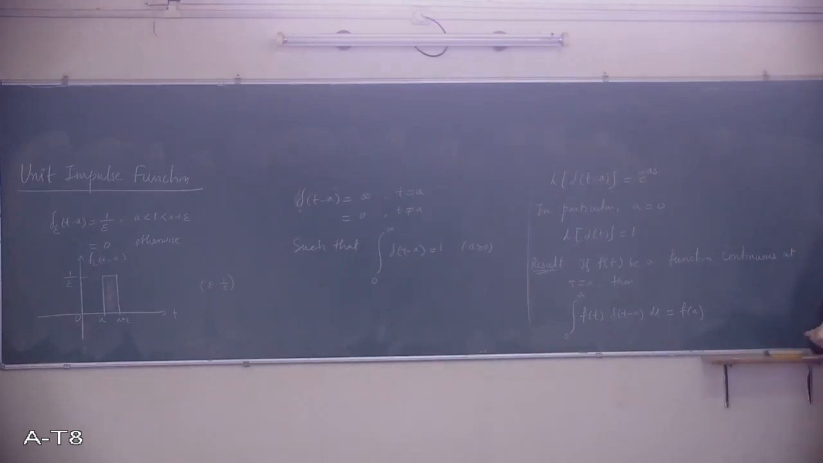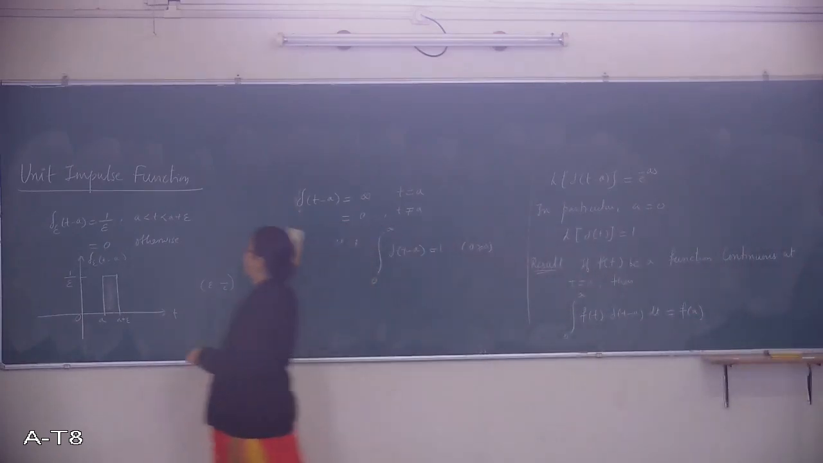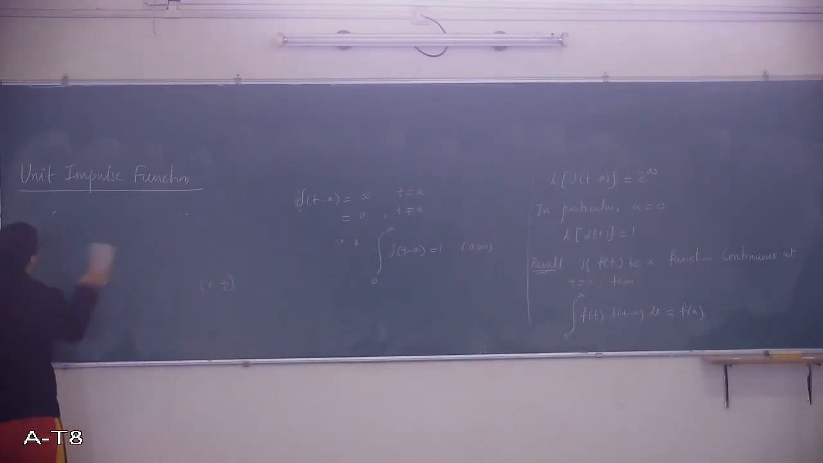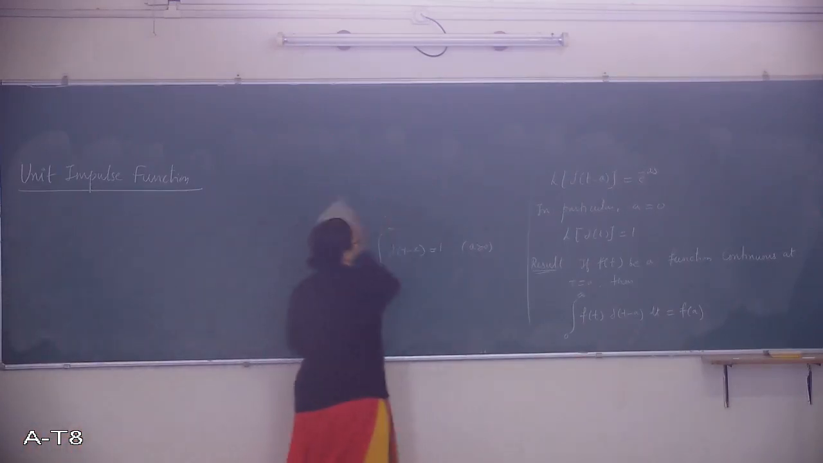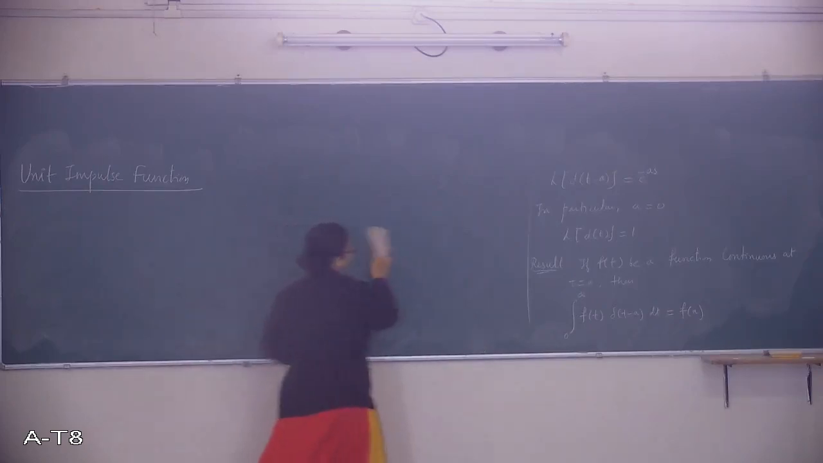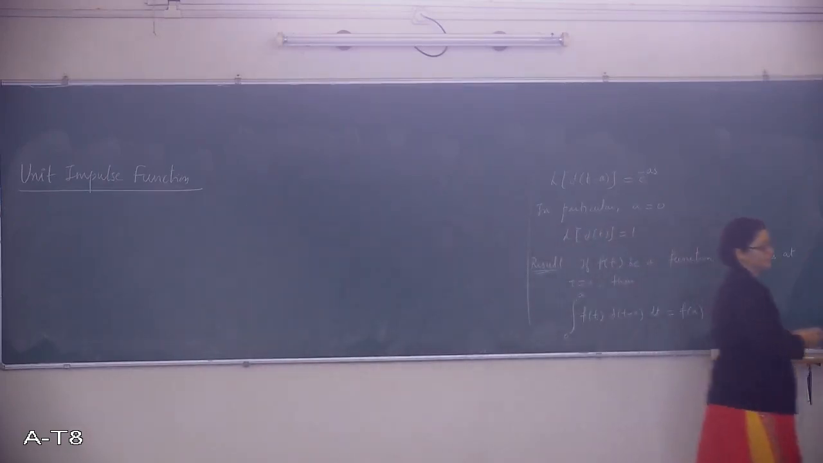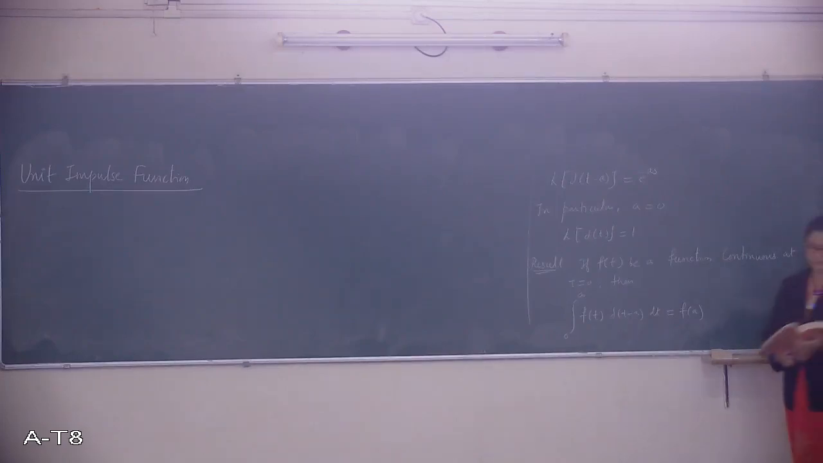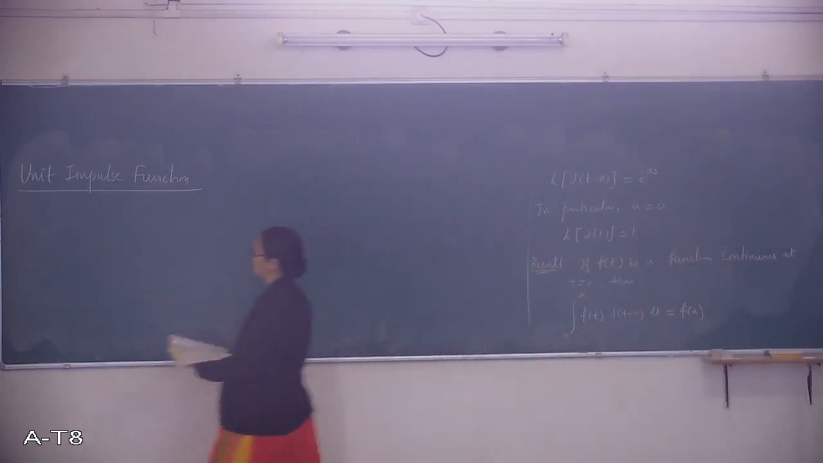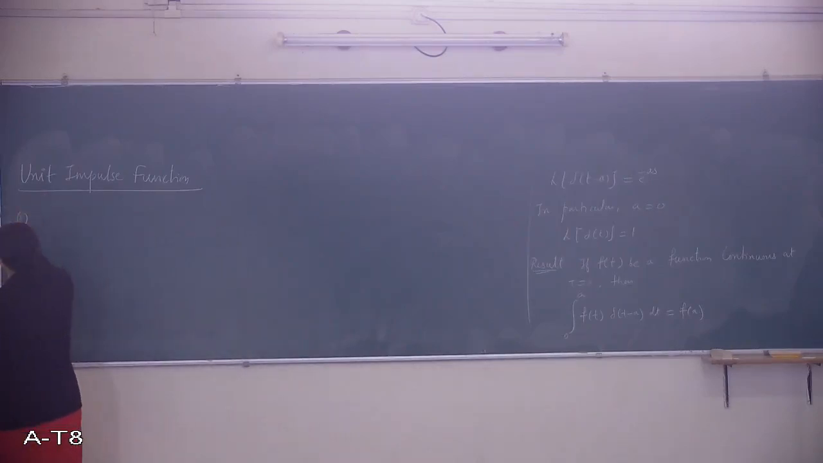So just take one problem. We already did this in detail in class. So here, question I, solve one. Find the Laplace transform of e to the power 2t into delta of t minus 3.